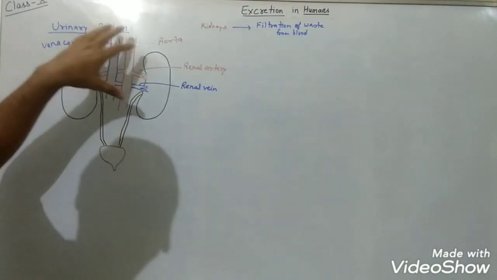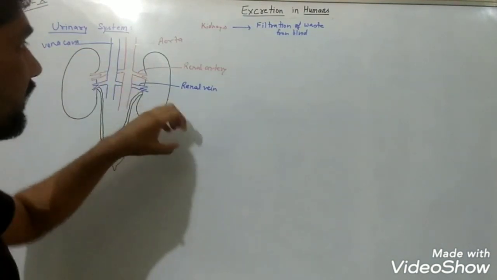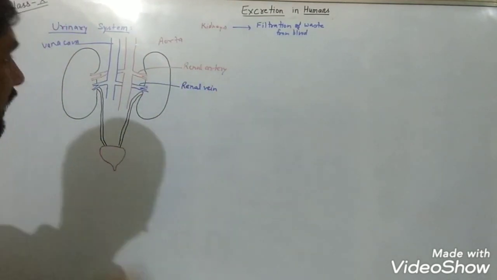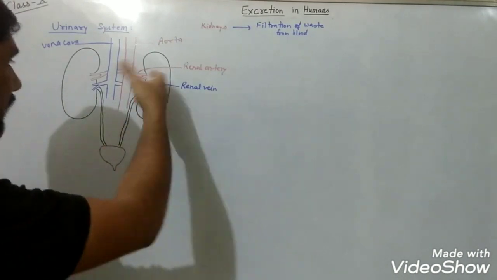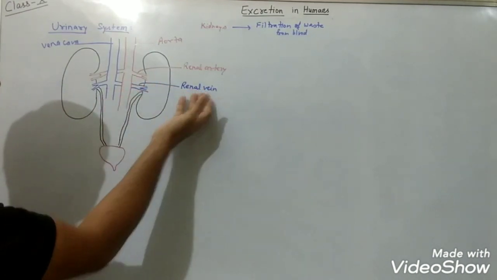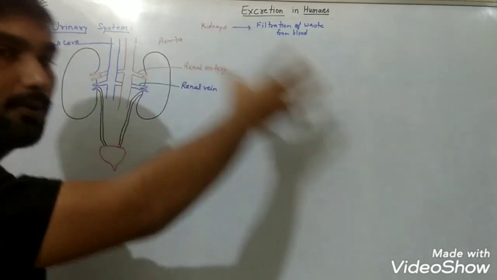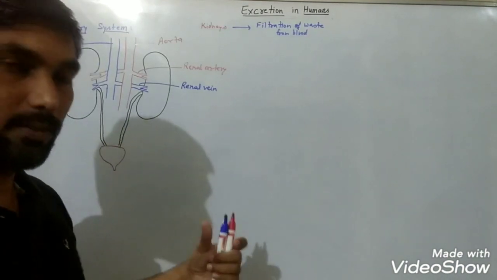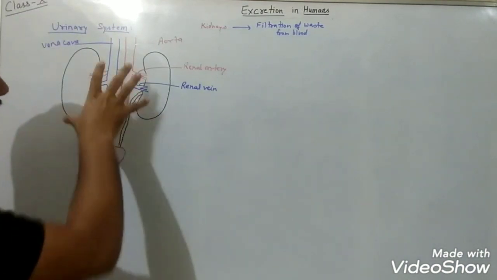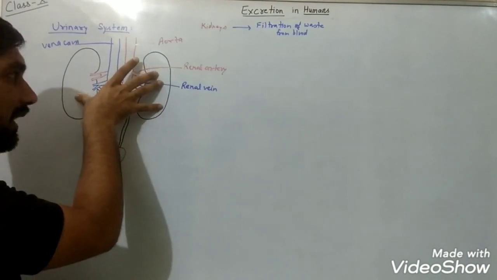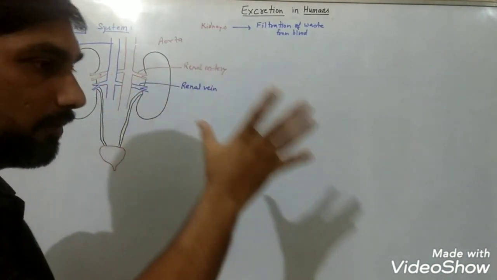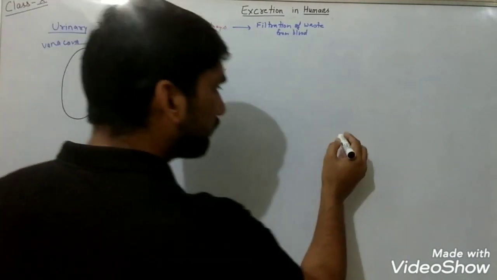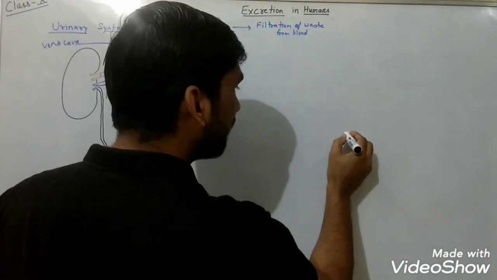So the renal artery is bringing the blood into the kidneys for filtration of the nitrogenous waste, and when these wastes are removed from the blood, that blood is going to move into the renal vein and through the vena cava it is supplied to the heart, and from the heart it is going to the lungs for purification and then transported to each and every part of the body. It means the filtration of waste material is done in the kidney, especially in the units, that is the nephron. Now we will see the enlarged structure of kidneys.